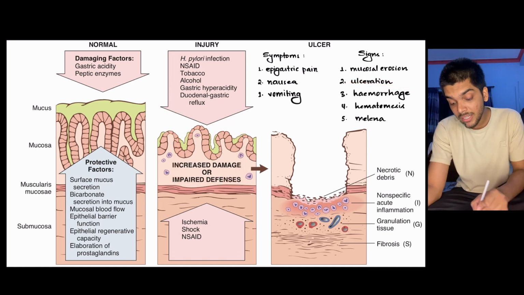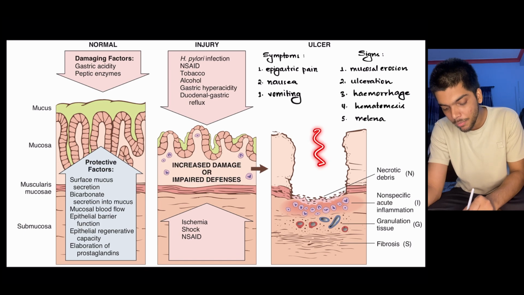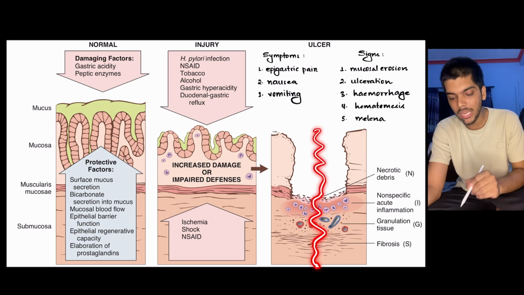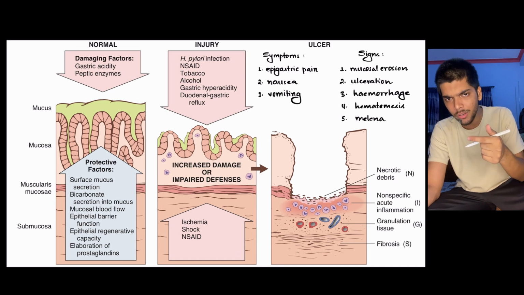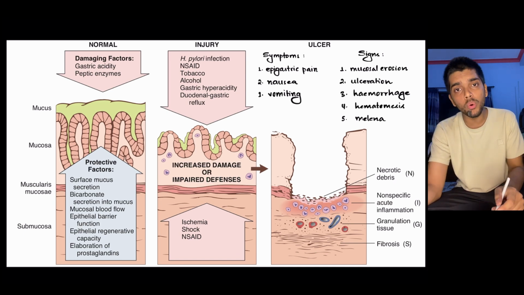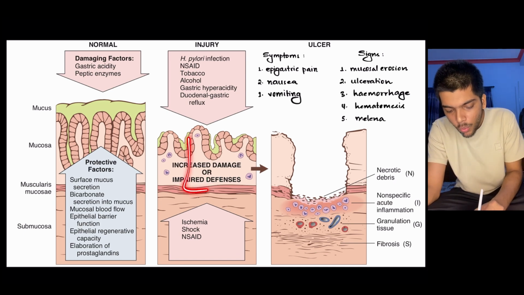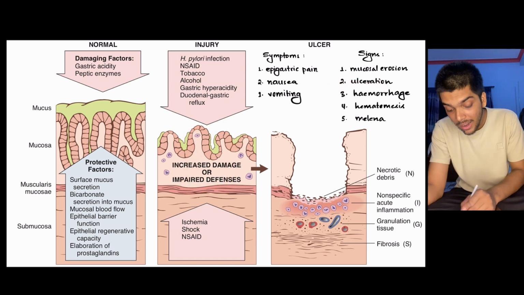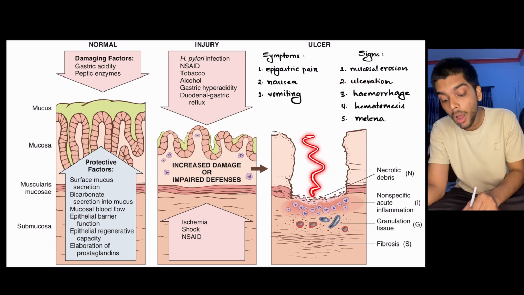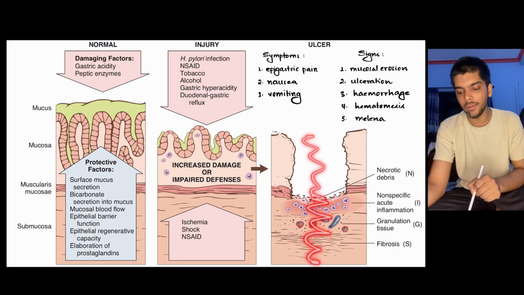Ulceration. Ulceration is much deeper. It involves mucosa as well as submucosa. So two terms, mucosal erosion and ulceration. You need to know the difference. First, mucosal erosion, where the mucosa gets ripped off. Ulceration, where mucosa is affected plus submucosa is also affected.